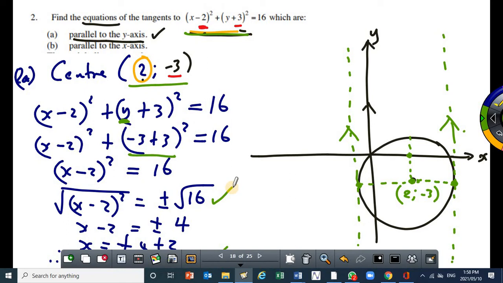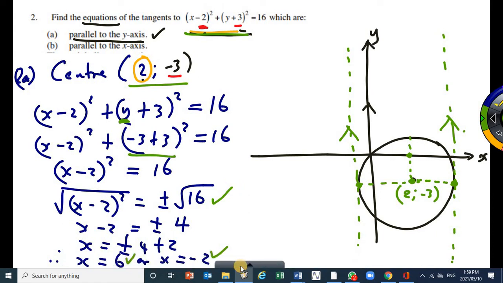Alright? Then find the square root here, it will be x minus 2. On the right, it becomes plus or minus 4. Then, you simplify, you get x equal to 6 and x equal to minus 2. These two are our two equations of the tangents. Okay? They are our two equations of the tangents.